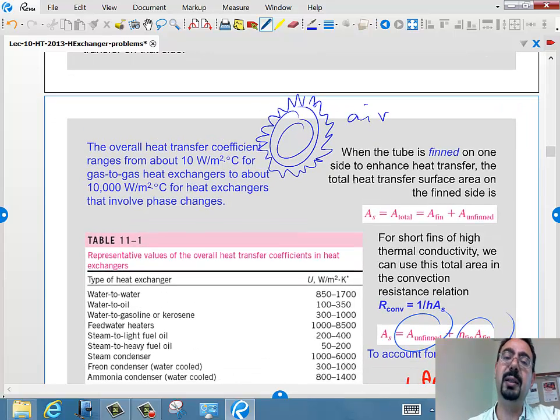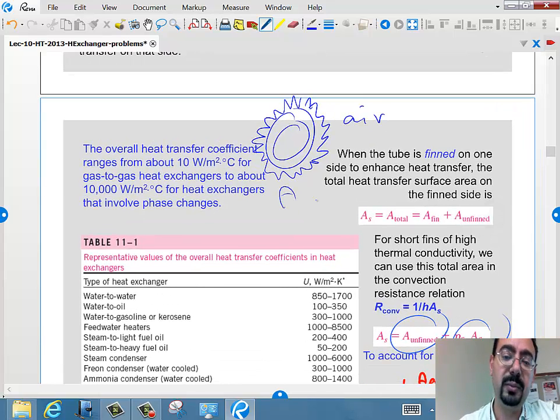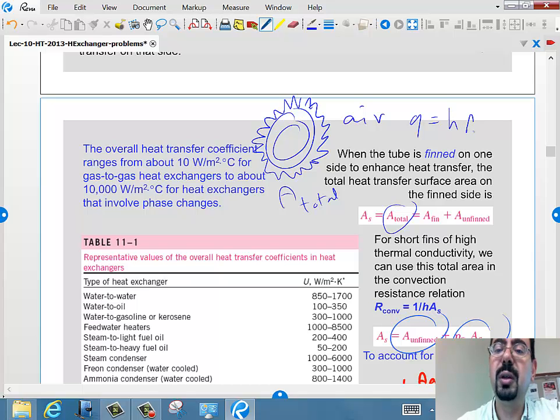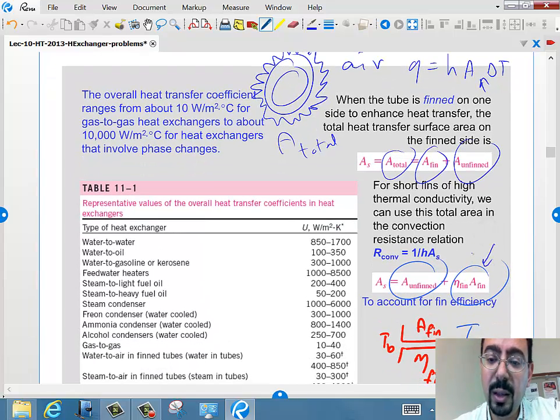But we know that the new total area shouldn't be used in this equation. When you say Q is H A delta T, you shouldn't use all the area, because the finned area is not as effective. There is an efficiency associated with it. It's area fin multiplied by efficiency fin.